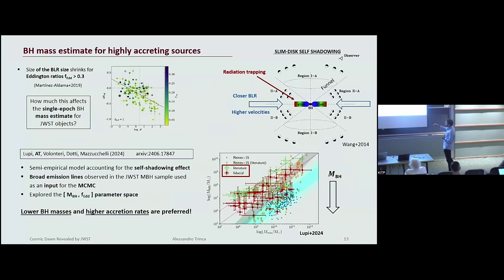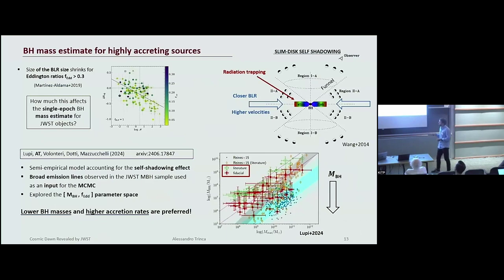So basically the broad-line region shrinks at higher Eddington regimes due to the self-shadowing of the slim disk, which is puffing up going toward higher accretion rates. And what we wanted to do in this recent work is to try to understand the impact of this effect on the population of black holes observed with JWST.